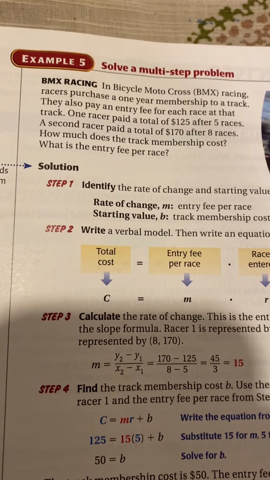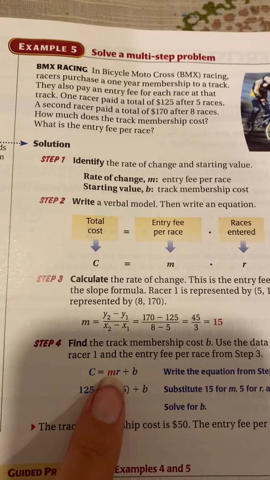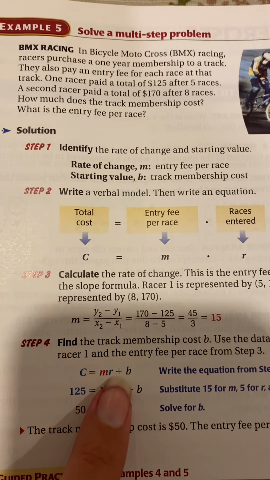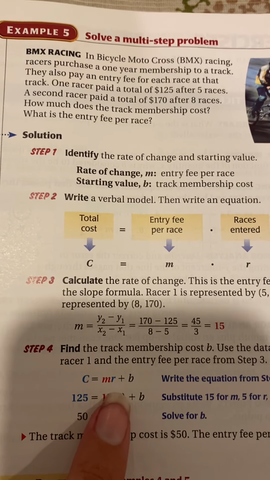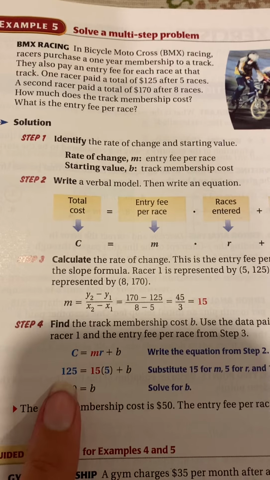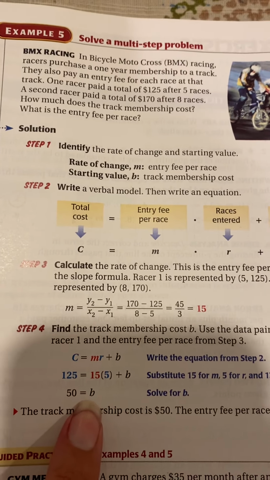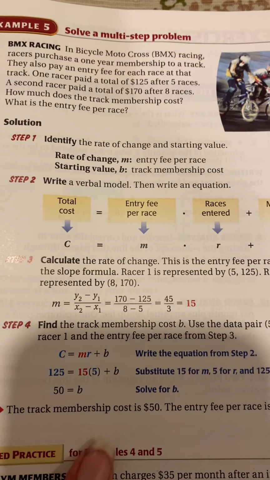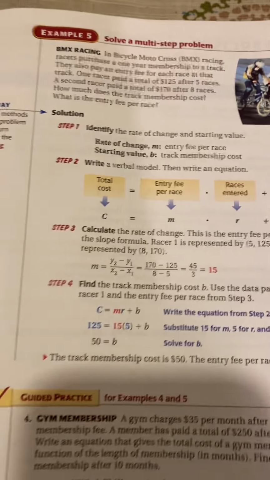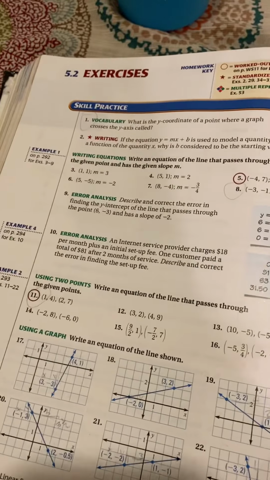And then we need to find the initial value. So again, we'll plug that in. C equals 15 times R plus b. You could do y and x, but they're using C and R for cost and races. 125 equals 15 times 5 plus b, and then b equals 50. So they had to pay $50 initially, and then it's $15 per race. So that's your exercises. Good luck with 5.2.